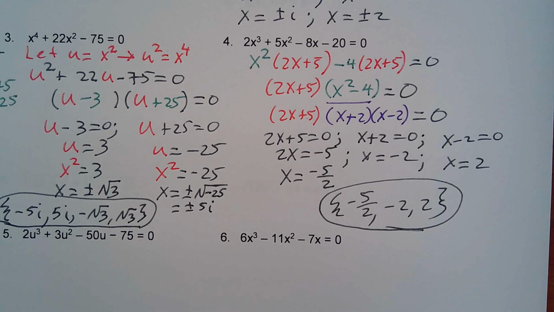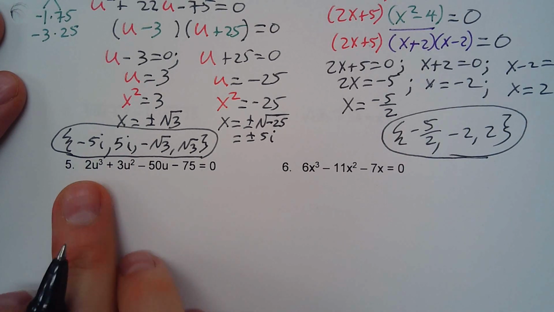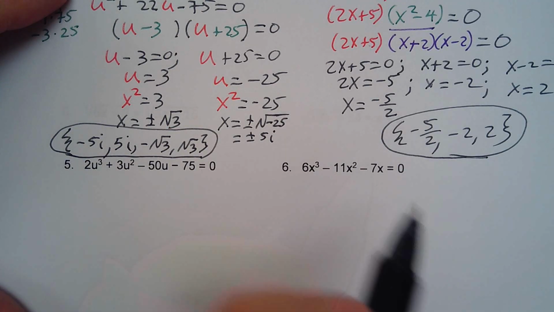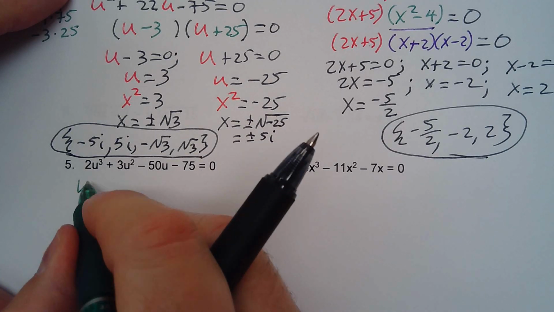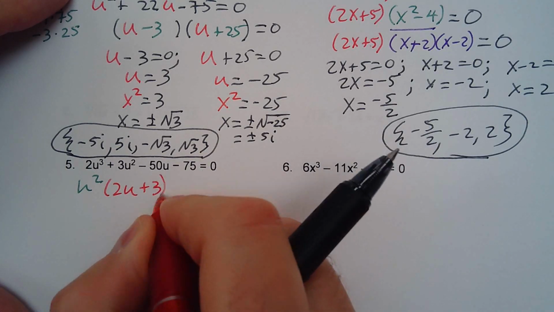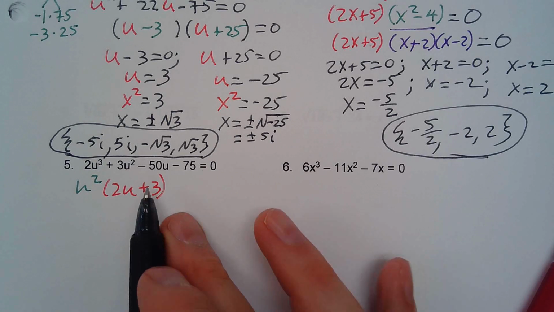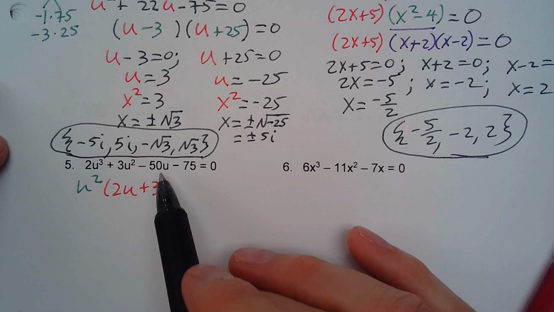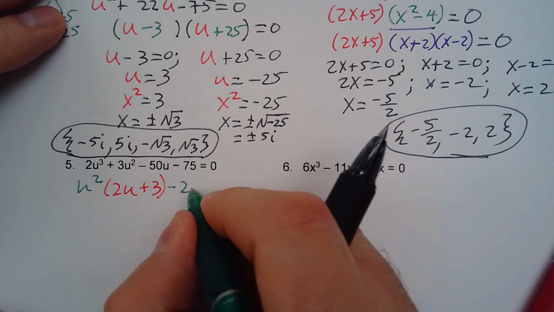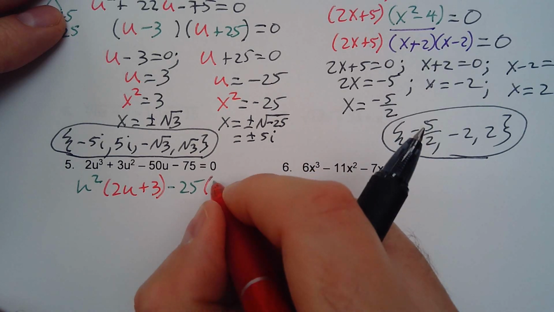Let's try another one. So here, 4 terms, factored by grouping. So we're going to factor out a u squared from both terms. That'd be 2u plus 3 is my leftovers. For my last term, well, I need a 25 here, so I want to factor out a negative 25. So that would be 2u plus 3.